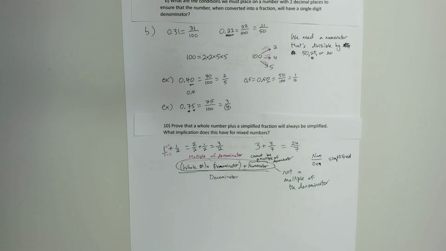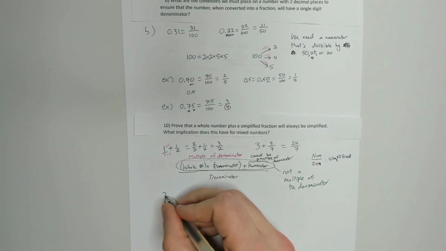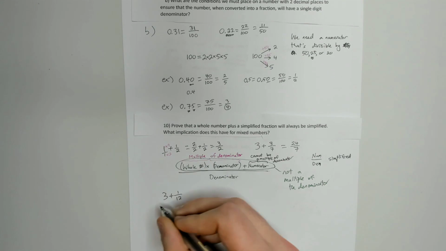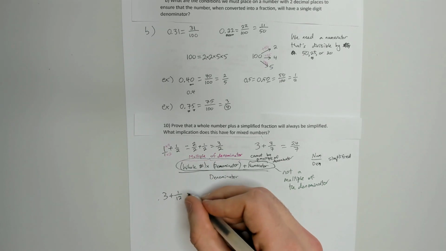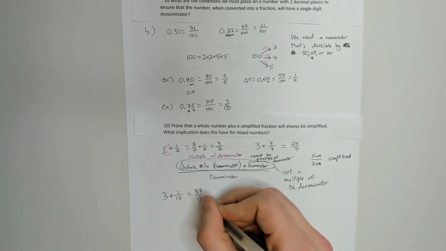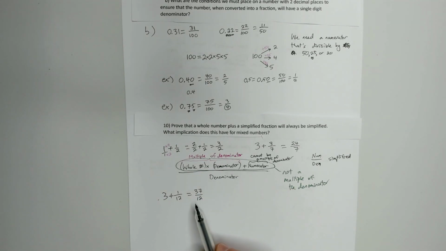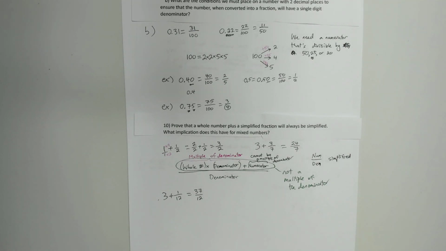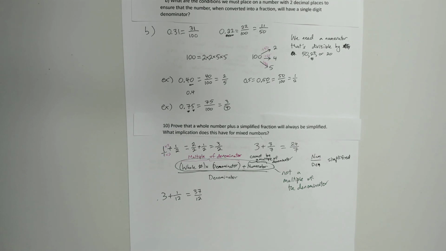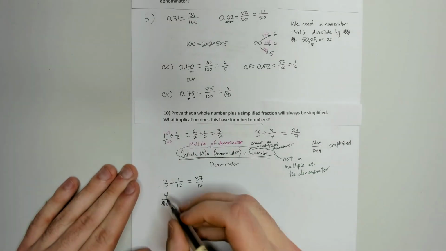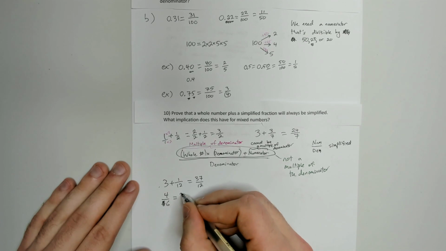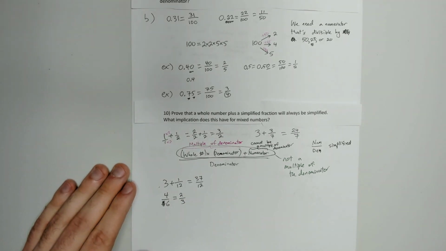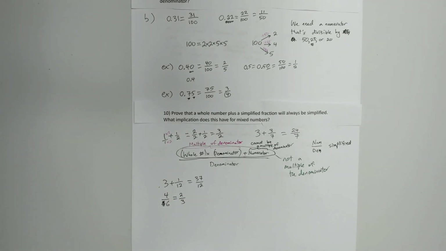But that's not the entire reasoning. Because what if I had something like, let's say, 3 plus 1 over 12? We do 3 times 12, which is 36, plus 1 is 37 over 12. And we see, okay, 37 is not a multiple of the denominator. Great. But to simplify a fraction, we don't need the numerator to be a multiple of the denominator. We just need a common factor. For example, 4 over 6. 4 is not a multiple of 6, but this can be simplified because they have a common factor of 2. So we also need to keep in mind the common factors.